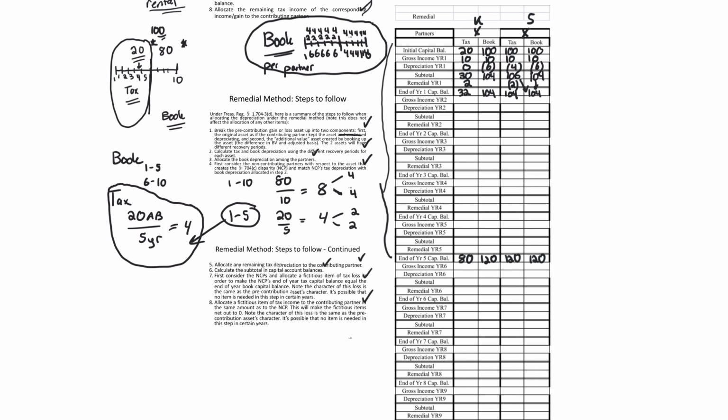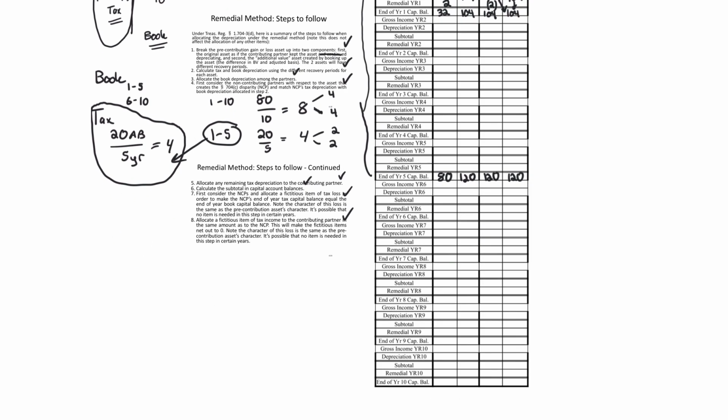So now we do years 6 through 10. So years 1 through 5 look exactly like year 1. Obviously, capital balances at the end of the year change each year. They go up. But the same gross income allocation, the same depreciation, the same remedial allocation each year. So now we go year 6. Gross income is still the same, 10, 10, 10, 10. Right? $20 of income split 50-50, so 10 each.